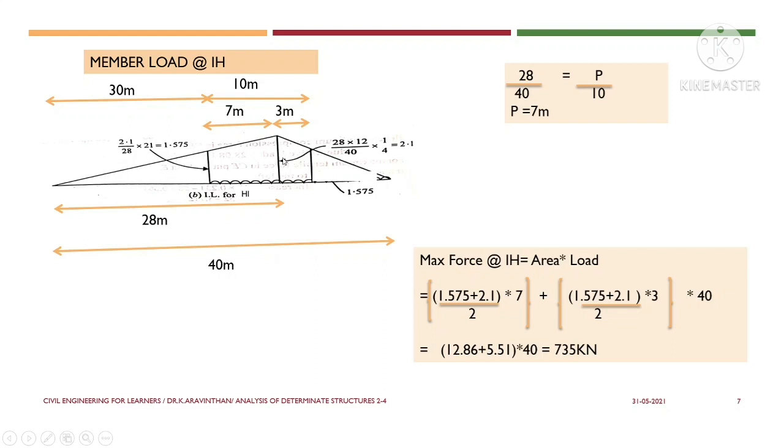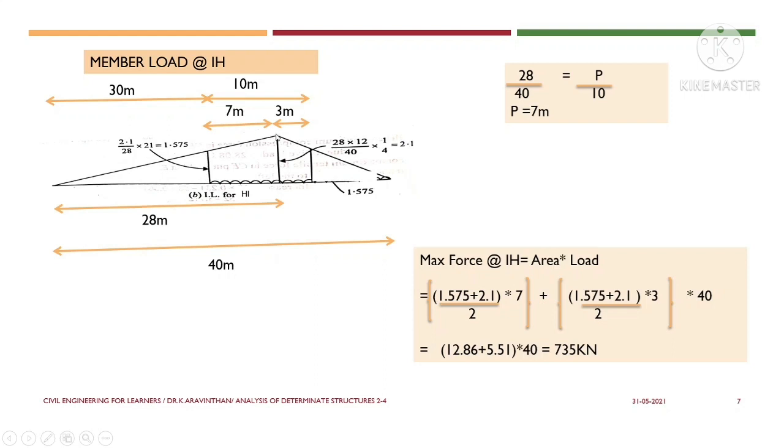In order to find the force, we know that we have to multiply the area into the load. So this is the concept. In order to find the maximum force at IH, you have to multiply the area into the load. So what is the area here? You have a trapezoid here which has ordinates. If you want to find this ordinate, you can use the vertical to horizontal ratio. So we know the vertical ordinate, this is 2.1, which we found earlier, and this is the horizontal distance 28. So you can find it at any distance you require.